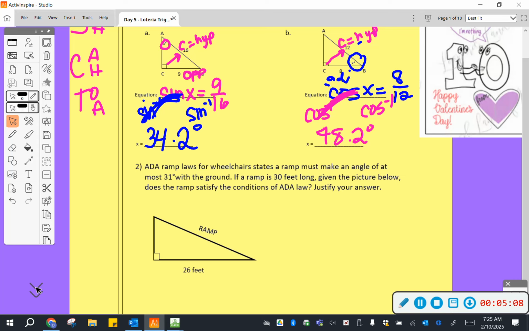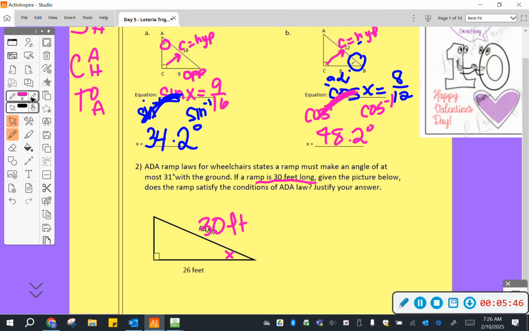If a ramp is 30 feet long, where am I going to put the 30? No. If the ramp is 30 feet long, where do I put the 30? That's the ramp. The ramp is 30 feet. I'm putting the 30 on the ramp. Given the picture below, does this ramp satisfy the condition of ADA law? So where would my degrees that we're going to be measuring go? Between the 26 and 30. I want to know, is this 31 degrees or less? That's my question for you.